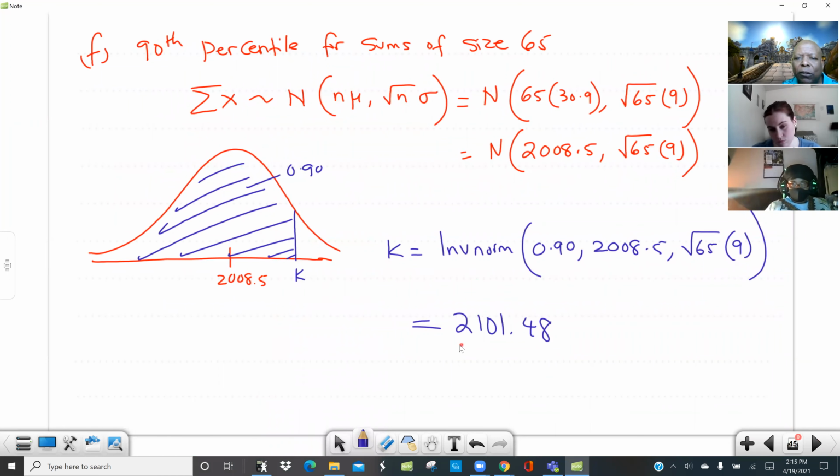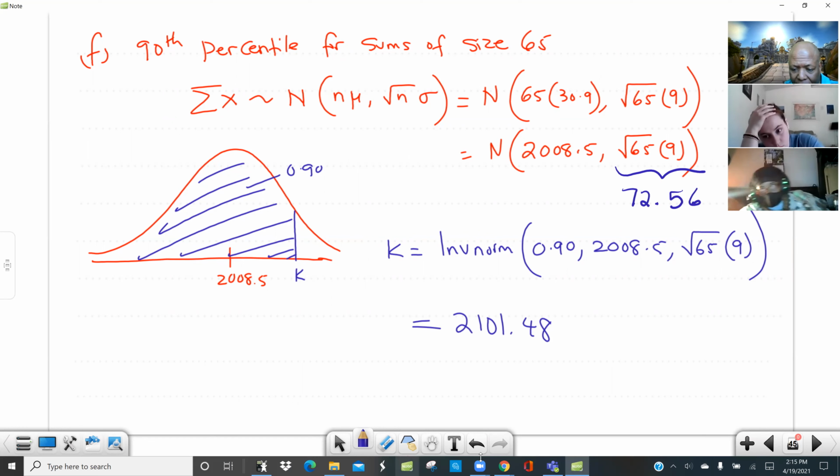How about the 90th percentile for the sums now? Again, this is going to be 9 times the square root of 65, which is 72. This is what I want to find out. This is 72.56 as your new standard deviation.